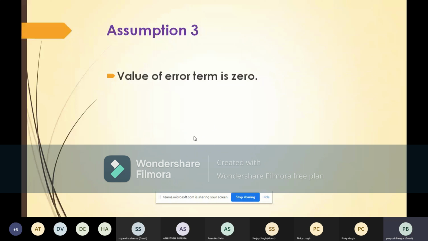Value of error term is 0. I just want to correct here: the summation of the error term is always 0. The summation of the error term will always be 0. Otherwise, it is not possible that your research will give you some good result. If you are doing it on pen and paper, fine, but when it comes to software, always take it as 0, or in the end it will make the error term 0. So this is assumption number 3.